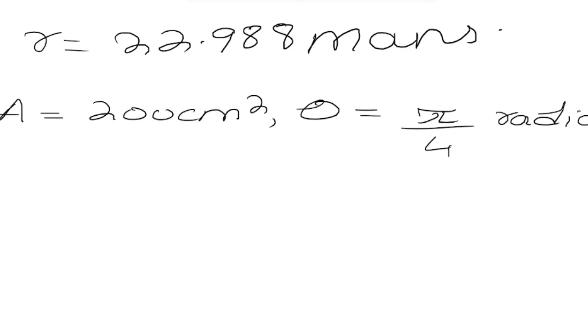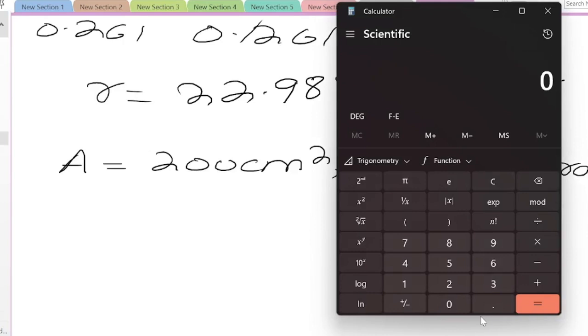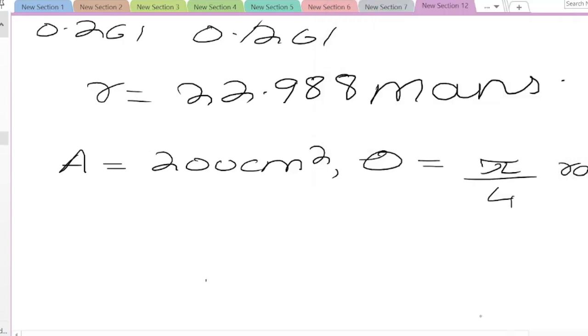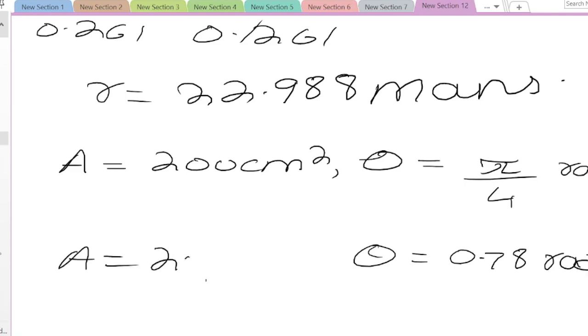Okay, so pi by 4. What is pi by 4? If we divide the value of pi by 4, we get 0.78. So the theta is 0.78 radians. And our area will just be the same, which is 200 centimeter square.